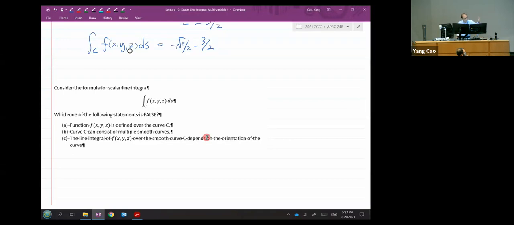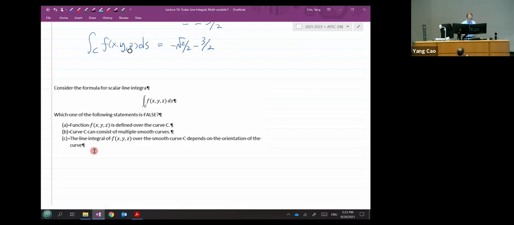So if you have a clicker, then you can select it. Anyway, let me see who thinks A is false. Okay, good. Who thinks B is false? Good. Who thinks C is false? Excellent. Okay, good. So I think we specifically mentioned in the lecture, this scalar line integral does not depend on the orientation of the curve C. By orientation, basically it means you go from one side to the other side or from the other side to this side. That's orientation. Right?